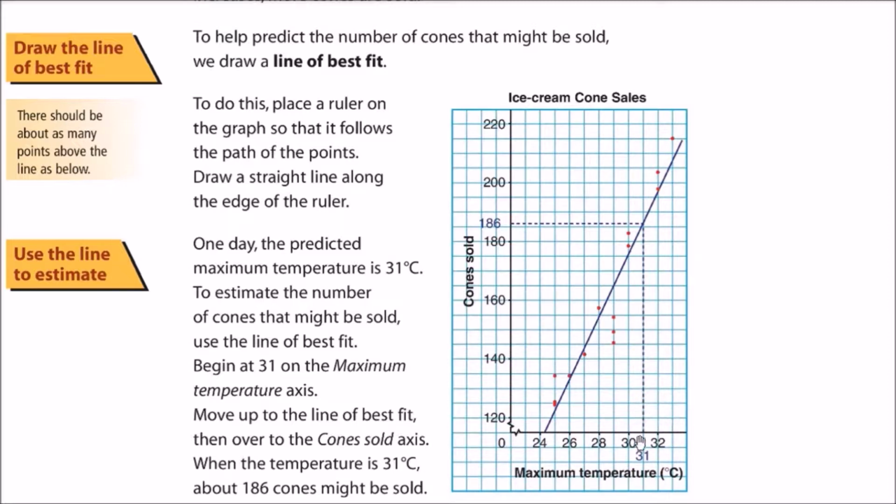Say one day it is predicted the maximum temperature is 31. In order to estimate the number of cones being sold, we can use the best fit line like this. So we can start from here at 31 and go like this. So it is around 186 cones that might be sold. This is the estimation through the scatter plot.